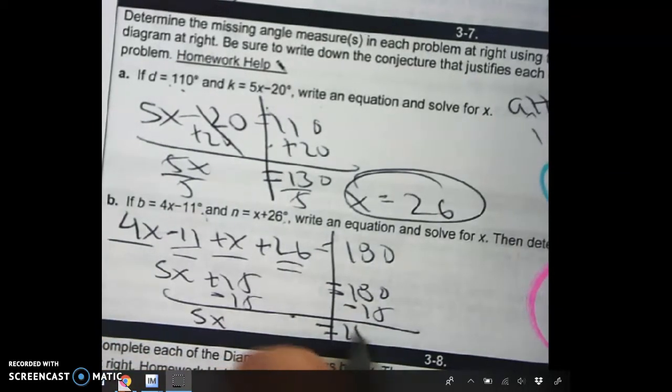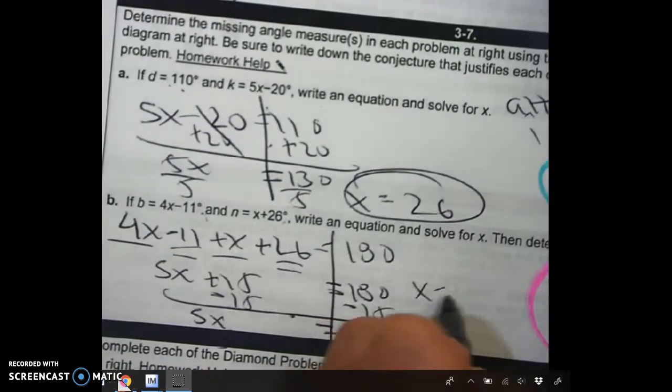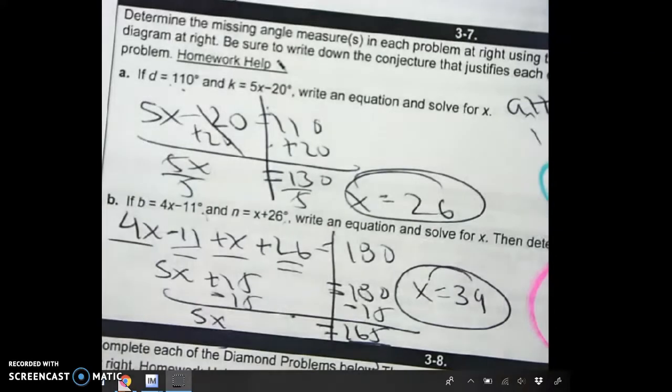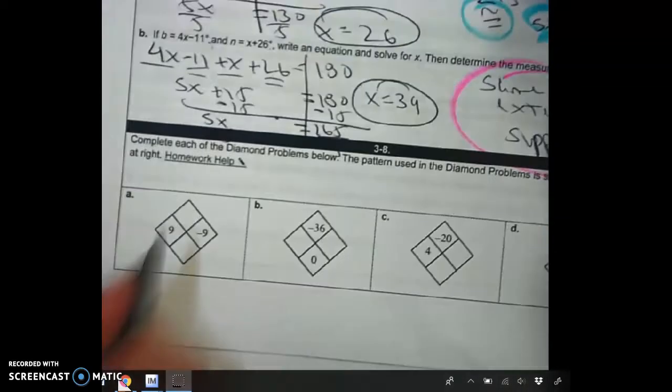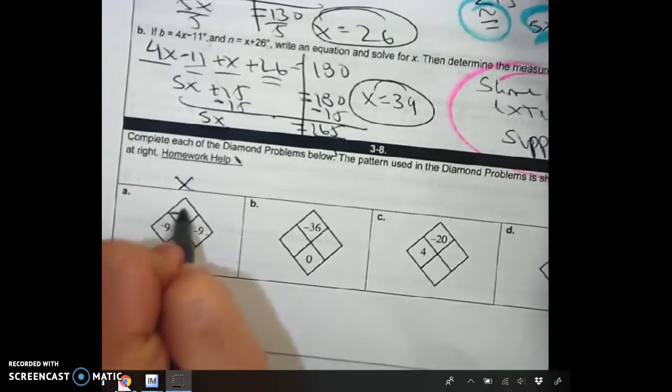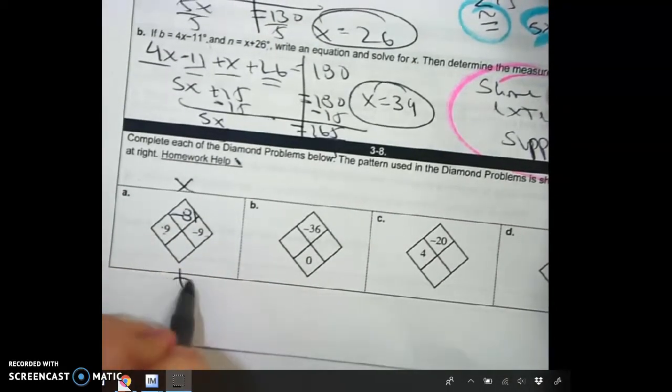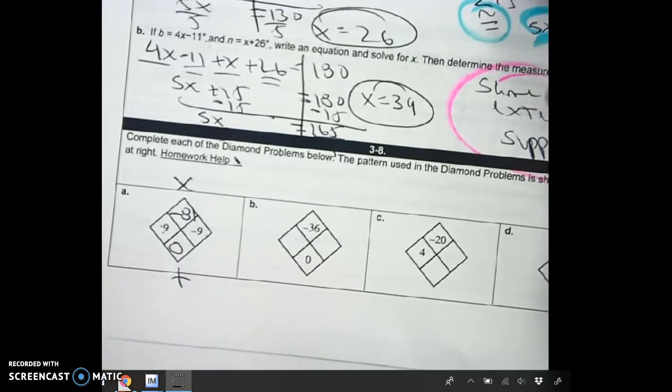5x equals 165, divide by 5, and then x equals 39. Okay. All right, we got to complete these. So remember, the top is the multiplier, 9 times negative 9, negative 81. The bottom is the adder, 9 minus 9 is 0.